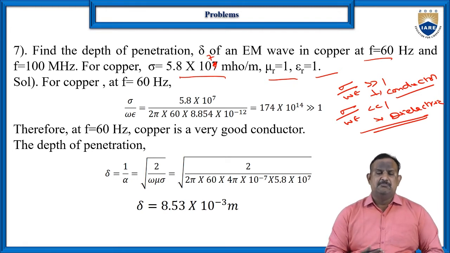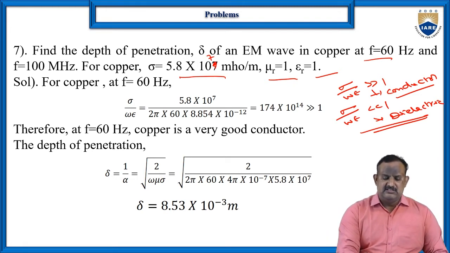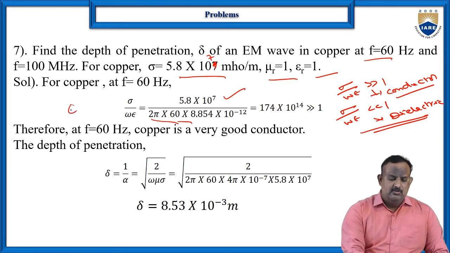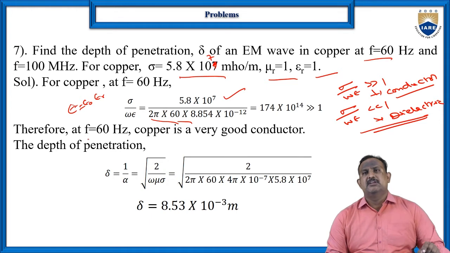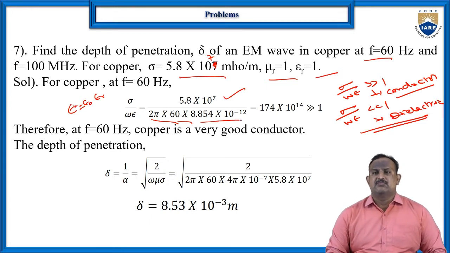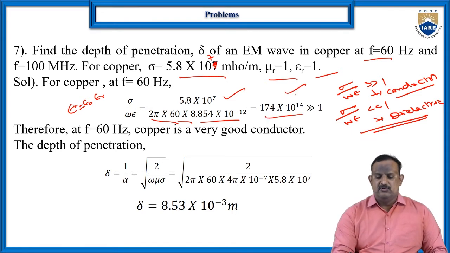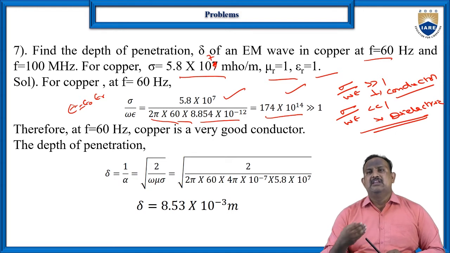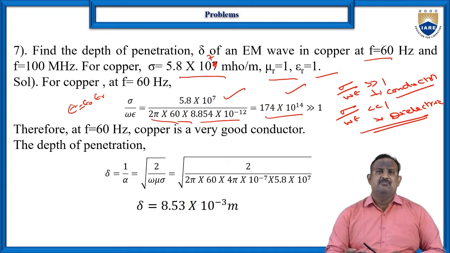So here we will find sigma by omega epsilon. Sigma is given as 5.8 into 10^7, omega is nothing but 2 pi f, where f is 60 Hz. Epsilon equals epsilon naught into epsilon r, with epsilon r equal to 1, so epsilon equals epsilon naught, which is 8.854 into 10^minus 12. If you simplify the expression, we have 174 into 10^14, which is much greater than 1. Therefore, the given material is a good conductor. Copper is a very good conductor.